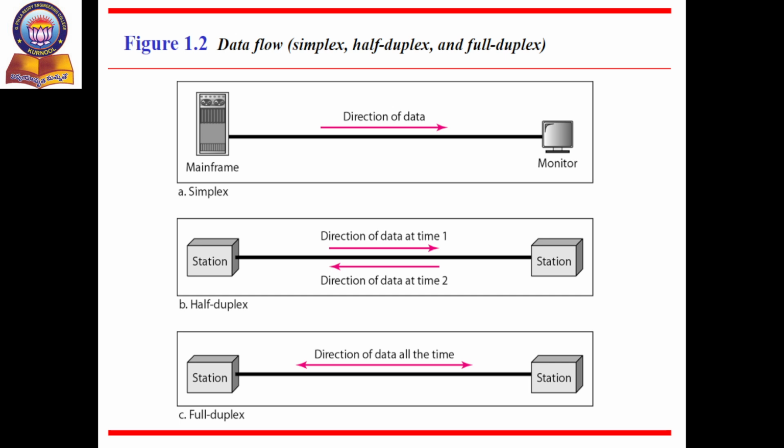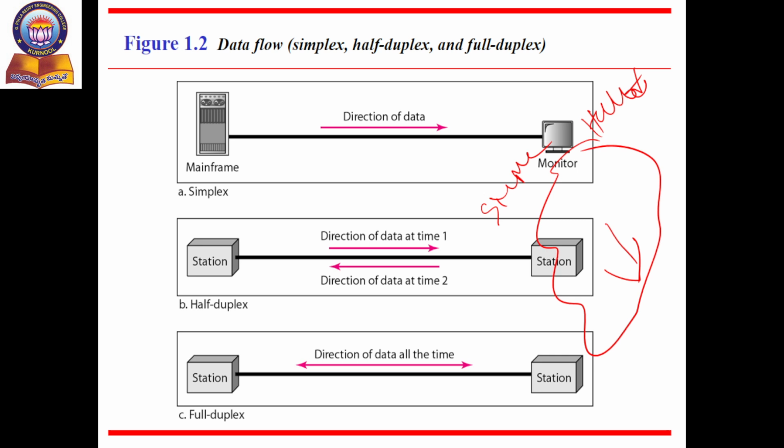If I use simplex and half duplex inside the network, this is my network. Inside the network, when I use the simplex, transmission of data does not happen. And when I use the half duplex, transmission of data will happen, but it takes so much time. So these two modes or these two data flows don't make any sense in real cases. And the performance of the network will gradually decrease.